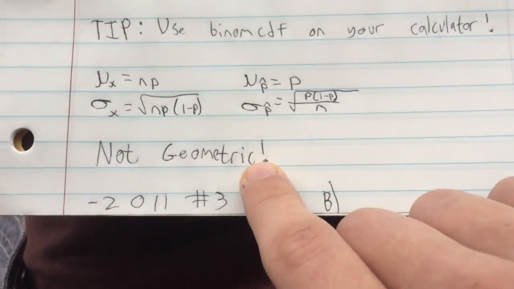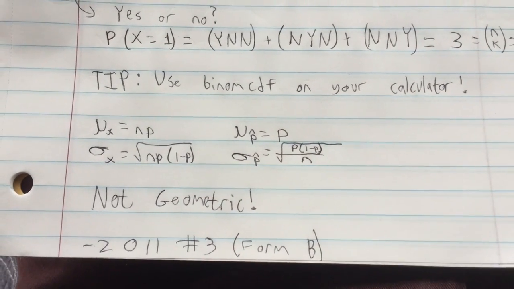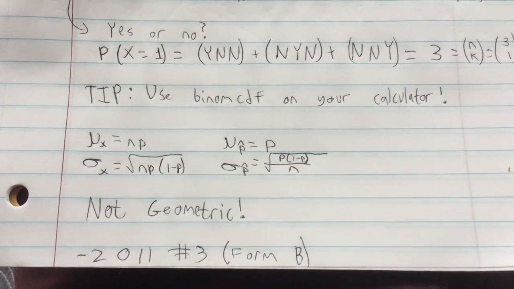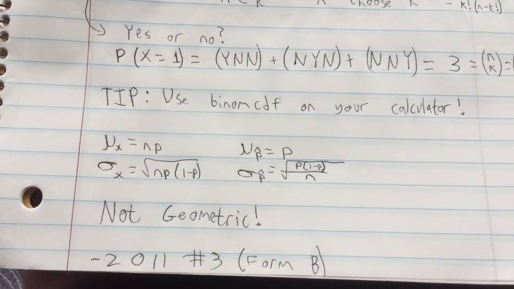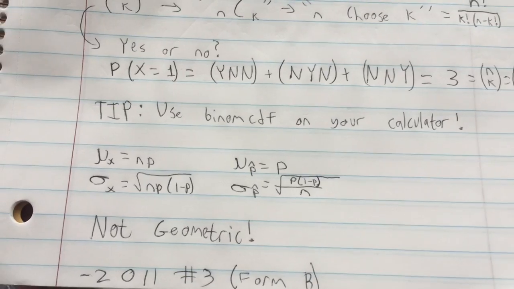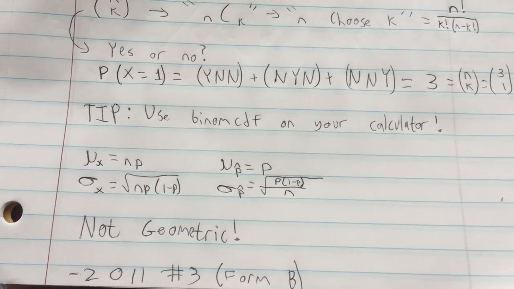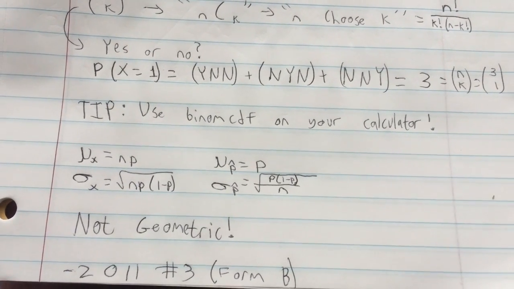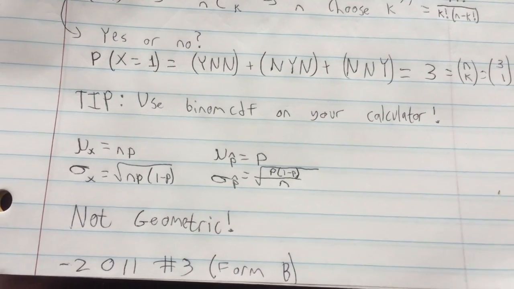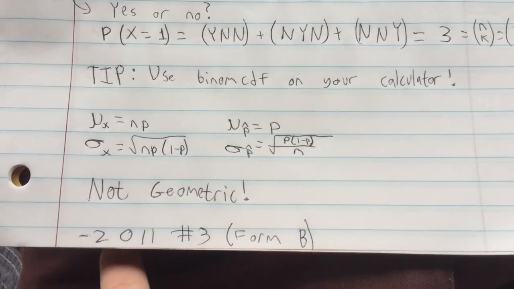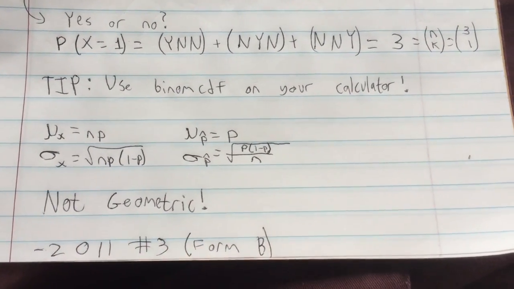Now remember, this is not a geometric distribution. A geometric distribution is something entirely different. It's about the probability of success: how many trials are you going to need to do to get a success once, which is not what this is at all. So on the AP test, don't make this common mistake. Don't mistake a binomial distribution for a geometric distribution, and on your calculator, make sure you say binomial CDF and not geometric CDF. So now if you want more practice, you can look at the AP question FRQ 2011 number 3 on Form B.